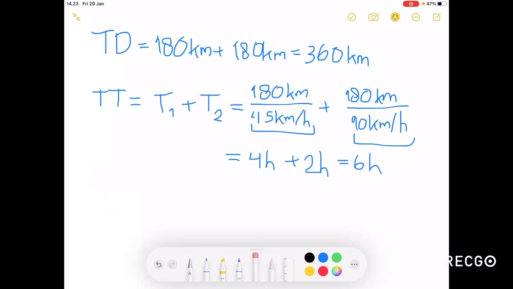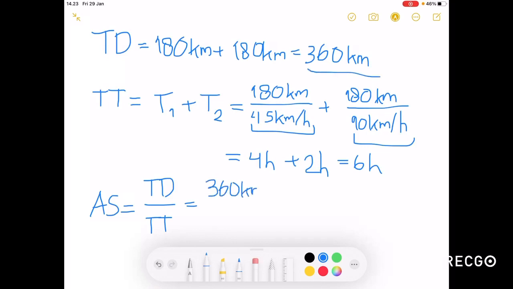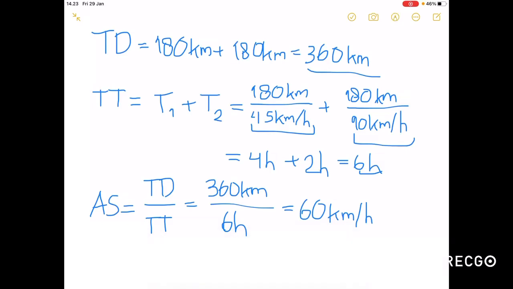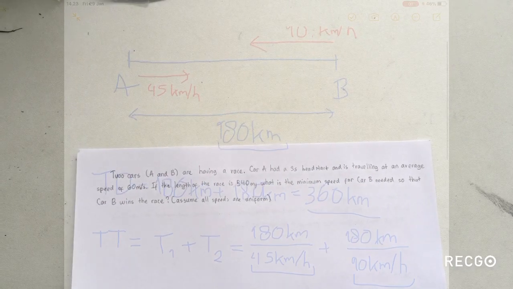Alright, and to finish it off, remember our average speed formula is the total distance over total time, which in this case is 360 kilometers over 6 hours, which is 60 kilometers per hour. And perhaps I'll do one more example about this type of question.